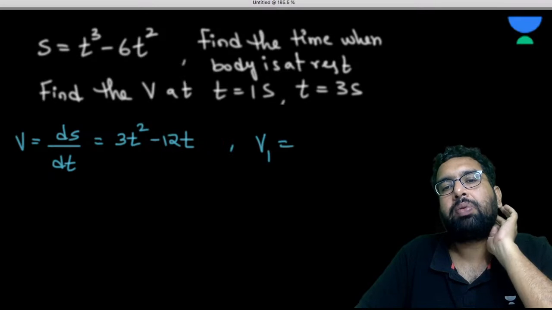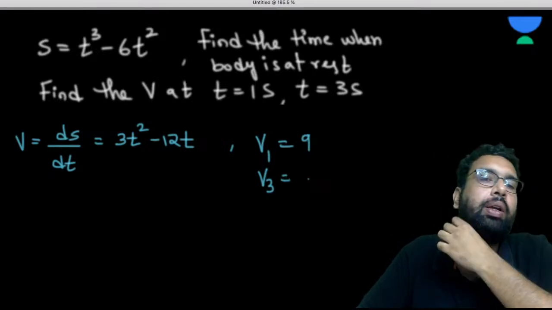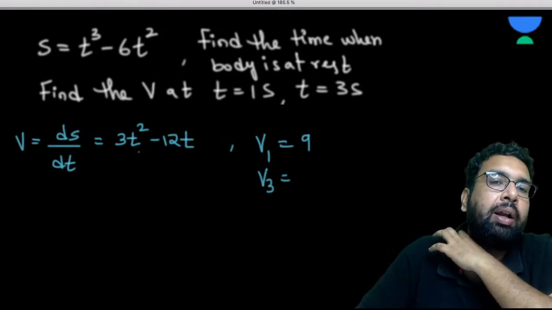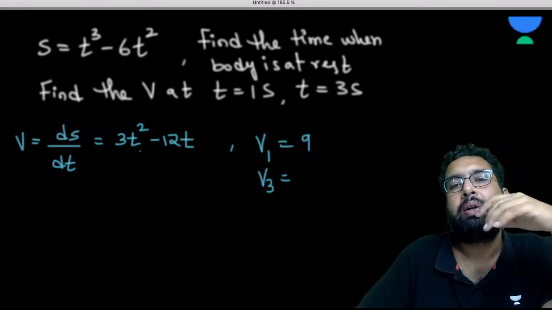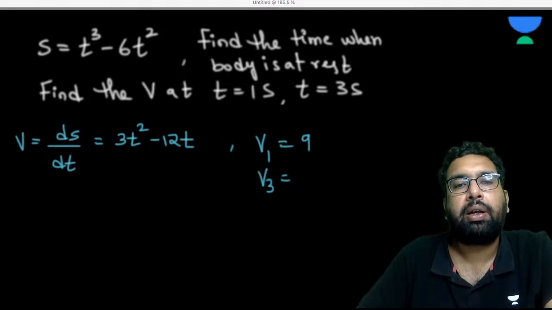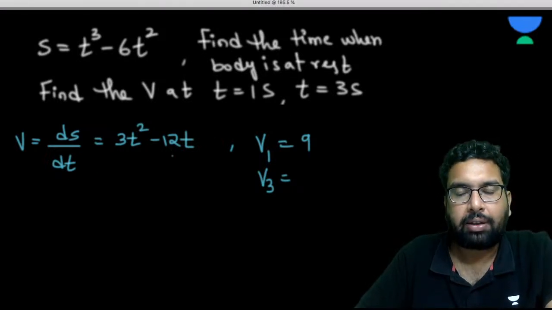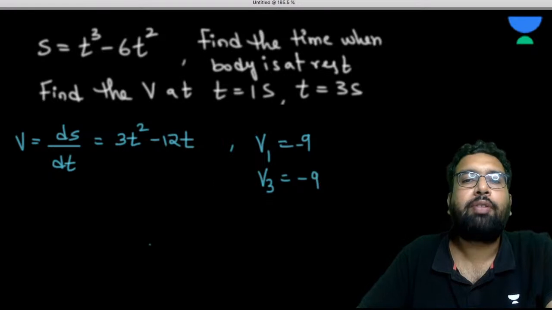So this is 3 minus 12, that is 9. What is going to be the velocity at 3 seconds? Let's call it v3. So it is going to be 9 into 3, that is 27, and minus 12 into 3, that is 36. So again it is going to be minus 9, isn't it? So we have the v1 and v3.